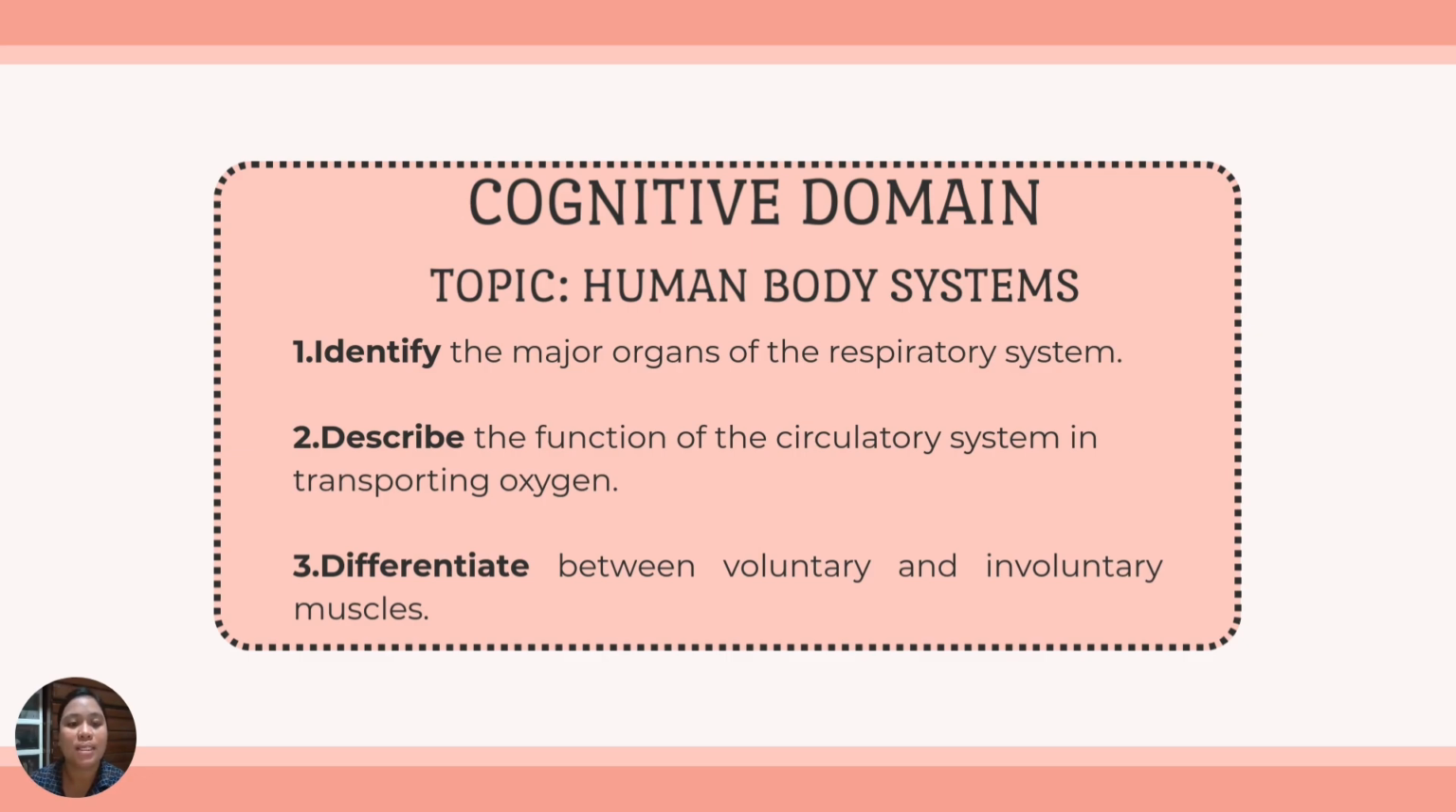The third is differentiate between voluntary and involuntary muscles. I use the verb differentiate, and this belongs to the cognitive domain since it requires analysis. Students must compare skeletal muscles we control with cardiac and smooth muscles that work automatically, recognizing distinctions between them.